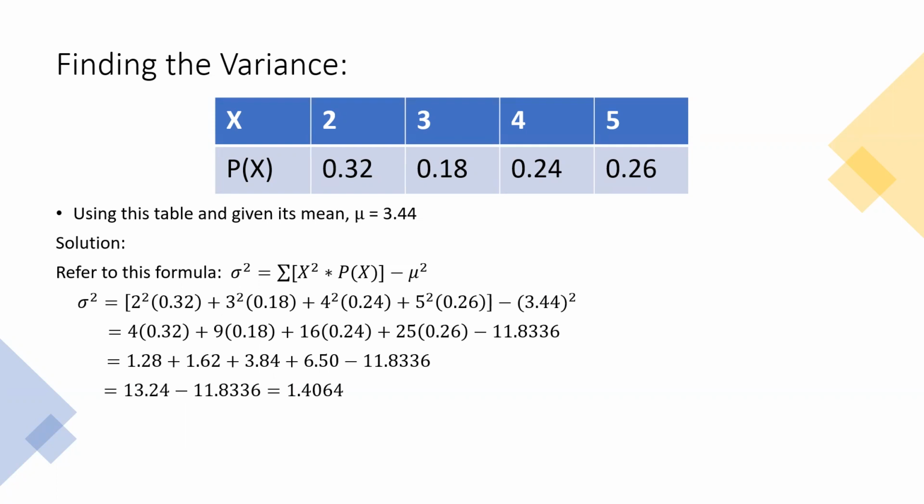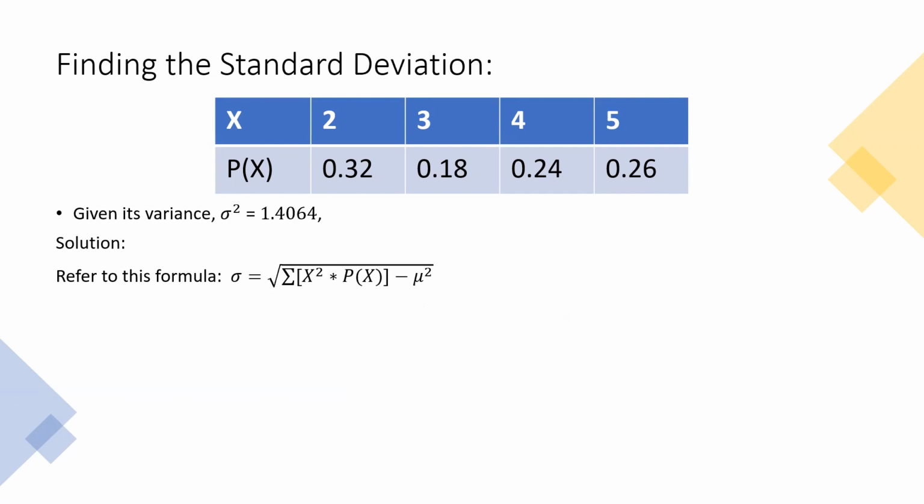Then now we're going to subtract it with 11.8336, which is also known as the square of the mean. So when we subtract them together, it will be 1.4064. So it means to say that this is the variance of this data. The variance is 1.4064. So here, we now have the variance, so it's so quick to find the standard deviation.